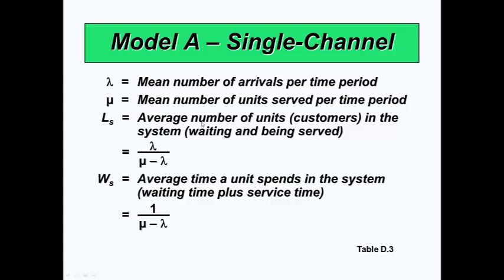Then you go back to your characteristics or the performance measures. L sub s is the average number of units or customers in the system, and W sub s is the average time a unit spends in the system. Now look at the formula for both of those. All you need are lambda and mu. So you can see the formulae, they're pretty straightforward. And these are the average number of customers in the system and average time a unit spends in the system.